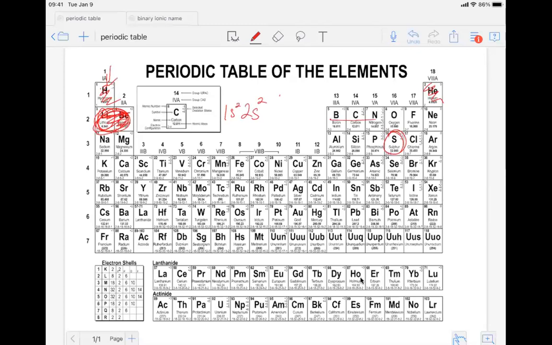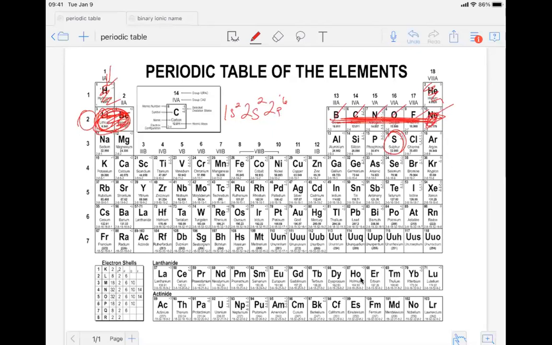Then I need to go all the way through boron to neon. It's still level 2 because we're still in period 2. But now I'm in the P block, right? This is the P block here. So I fill up all the way through neon. So I fill in 1, 2, 3, 4, 5, 6 electrons in the P block, to 2p6. That gets me to neon.